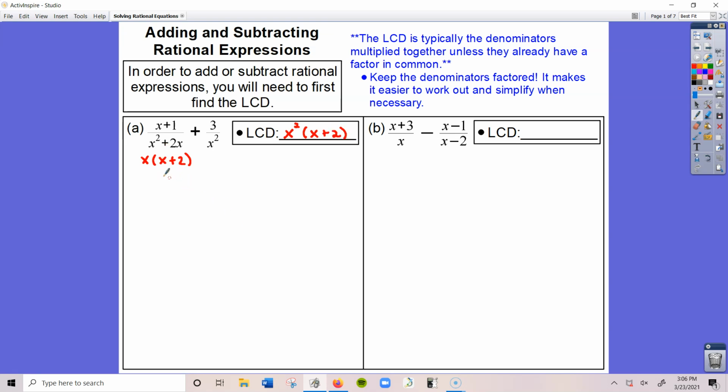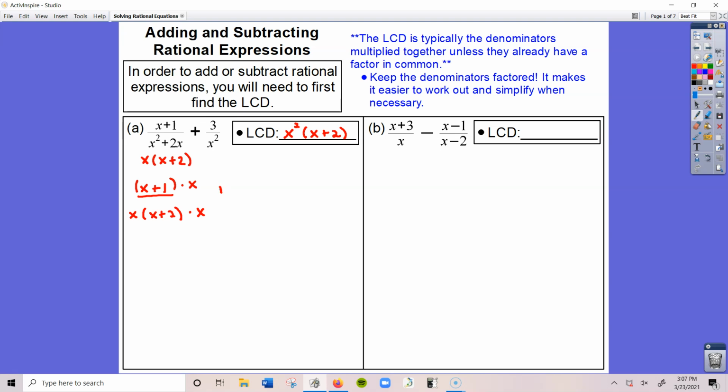Now when we're adding, what we need is to make sure that both of these fractions have the same denominator, which is the least common denominator. So here in this first one, we have x plus 1 over x times x plus 2. The least common denominator is x squared times x plus 2. So I'm going to need to multiply x to this denominator so that it equals the least common denominator. And that means I'll also have to multiply the numerator by x. Whatever we do to the denominator, we have to multiply to the numerator.